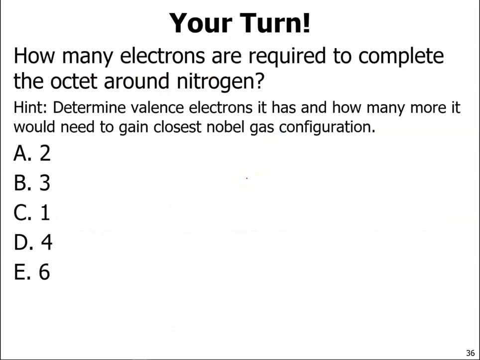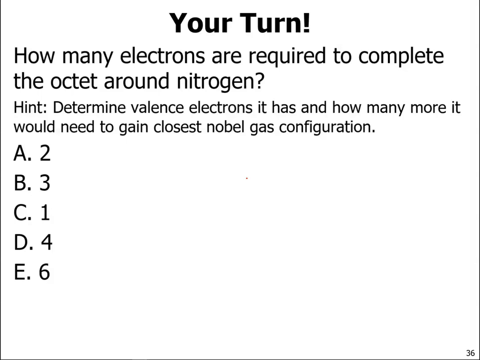Next, I want you to think about how many electrons are required to complete the octet around nitrogen. So the hint here is to determine the valence electrons. What's the starting point? How many do they have? And how many more do we need to get to that octet?